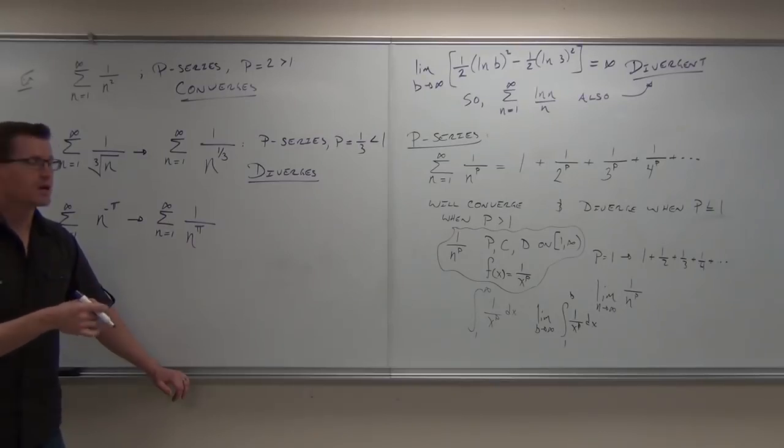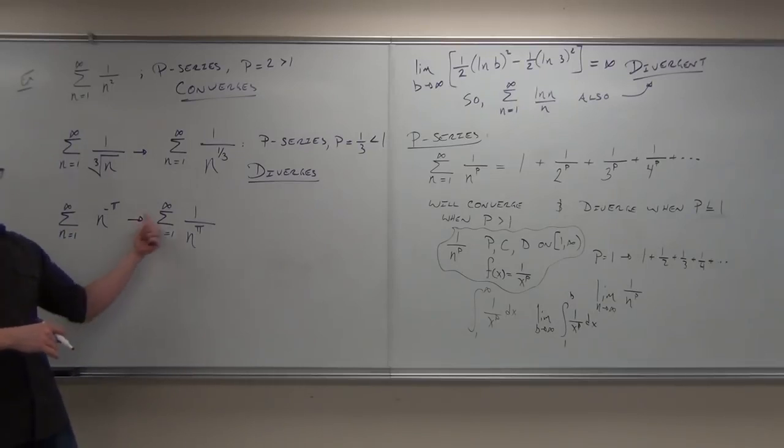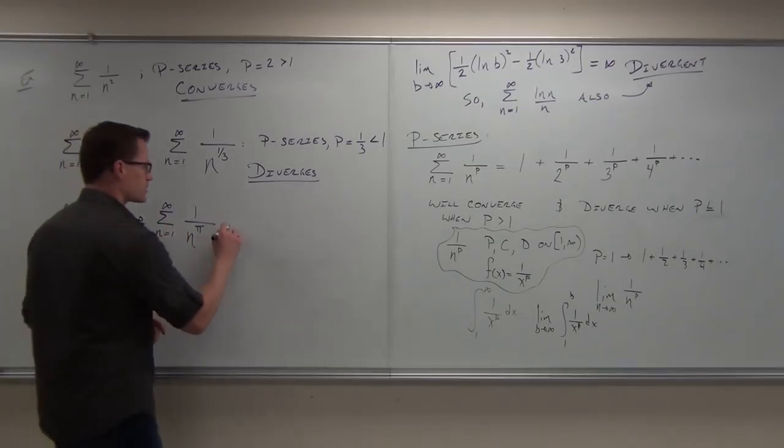P is an exponent. If p is less than or equal to 1, your p-series diverges. If p is more than 1, your p-series converges. So is this a p-series? Yes, it is. You might want to write it as such. So it's a p-series.